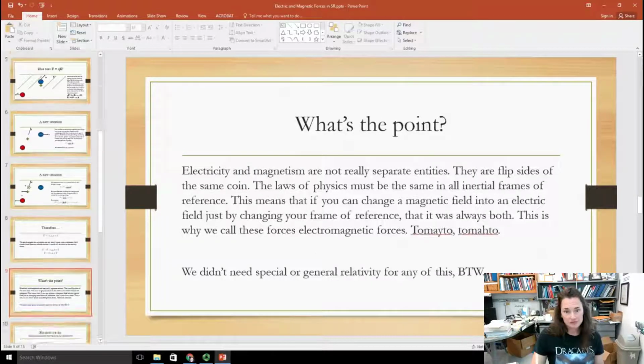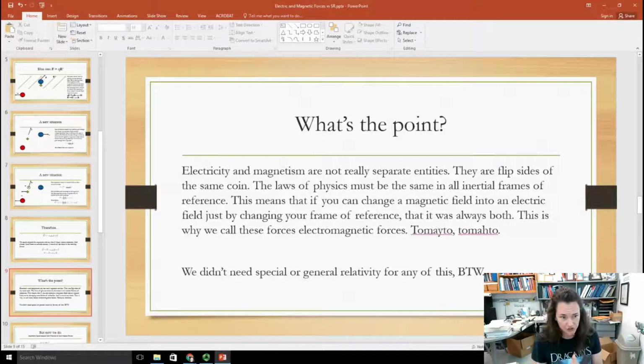So what's the point? Electricity and magnetism here we can see, with just plain old Galilean relativity, aren't really separate entities. They're flip sides of the same coin. The laws of physics have to be the same in all inertial frames of reference. And that means that if you can change a magnetic field into an electric field just by changing your frame of reference, then it was always both. So this is why we call these forces electromagnetic forces and fields. So tomato, tomato, kind of.